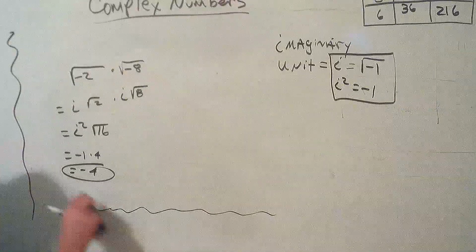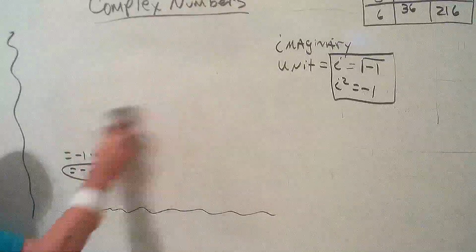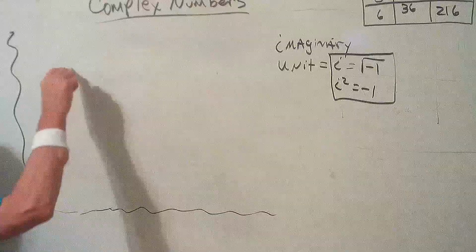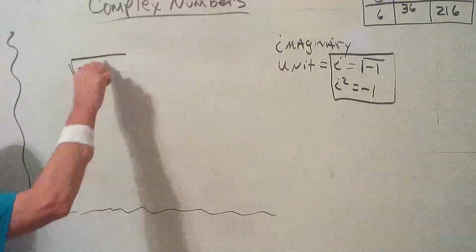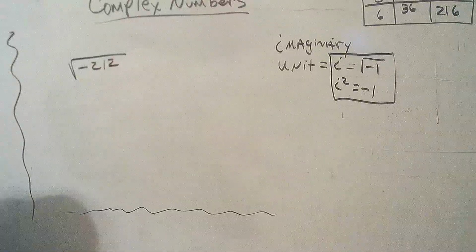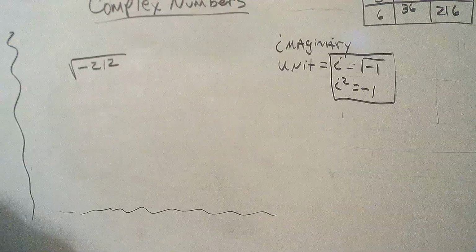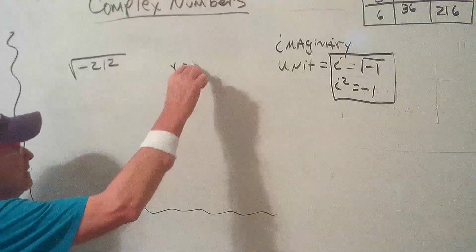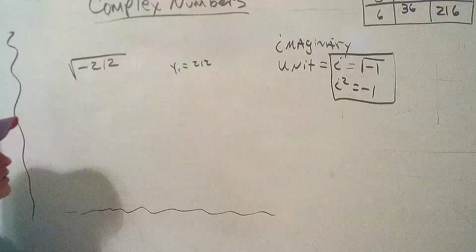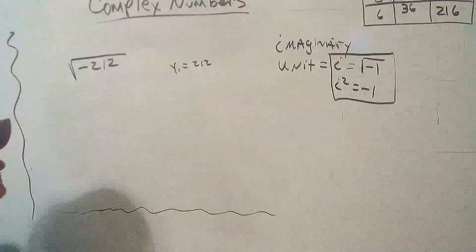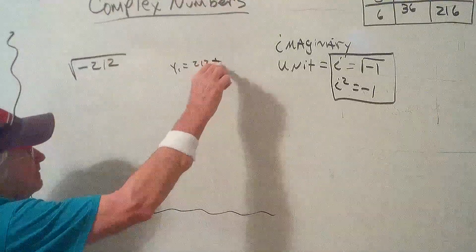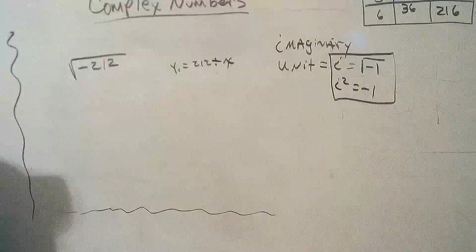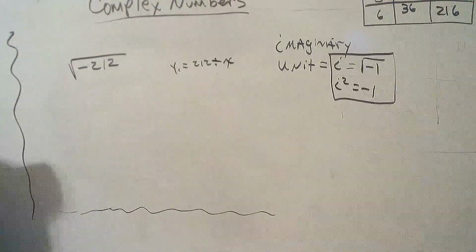Okay, now let's do one that's a little bit more difficult, but really not too much. What if you have the square root of -212? Now this is where you might want to use your handy dandy graphing calculator. Go to y sub 1 and put in 212. That's the number we're ultimately going to want to factor. And you do 212 divided by x. And it'll give you the two factors of all the numbers of 212.